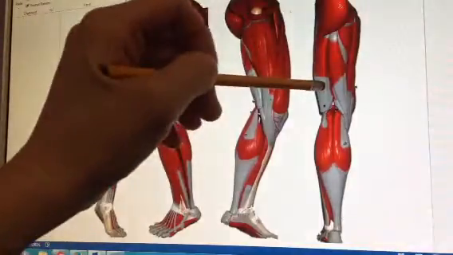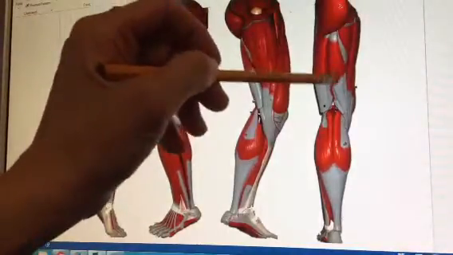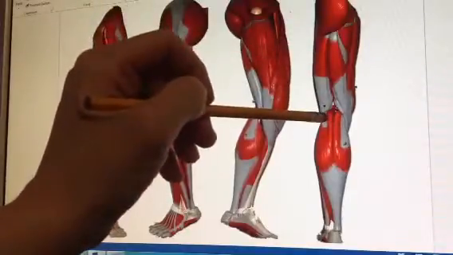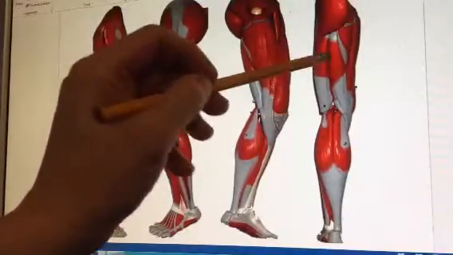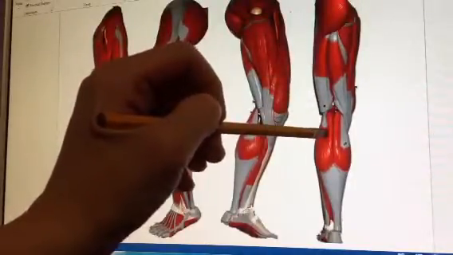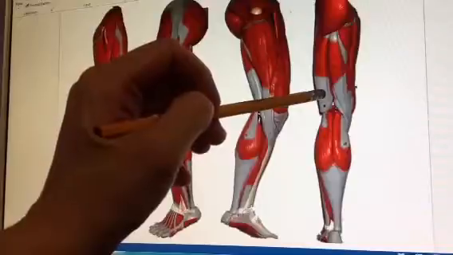And then if we look at the back of the leg, there are three muscles you need to know. There's one large tendon that attaches to the outside of the knee, and that is the biceps femoris muscle and its tendon that attaches to the outside of the knee. So you've got the biceps femoris.